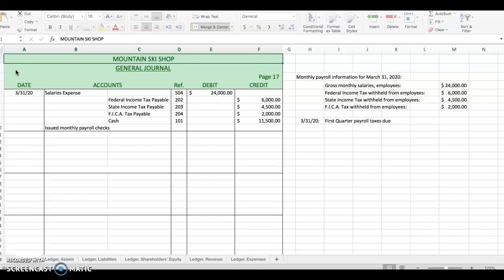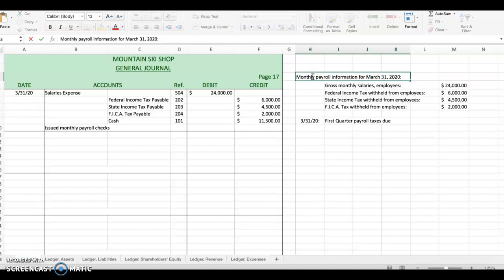And on the screen you see some information and you see a payroll entry already journalized. Let's first of all look over on the right. We're using the Mountain Ski Shop, as I said, and we are looking into the future. The previous video used a date of January 31st, I believe, 2020. Now we're going a couple months further into the future and looking at an entry at the end of March.